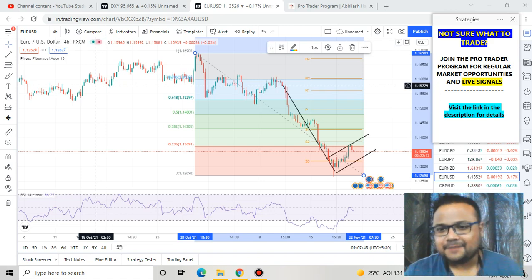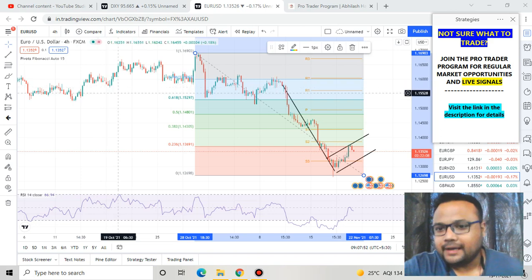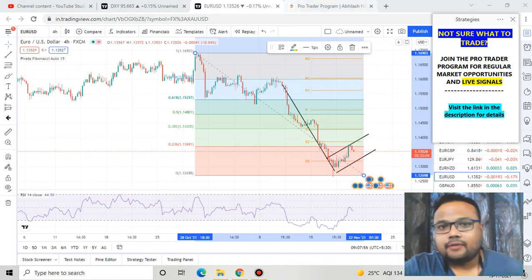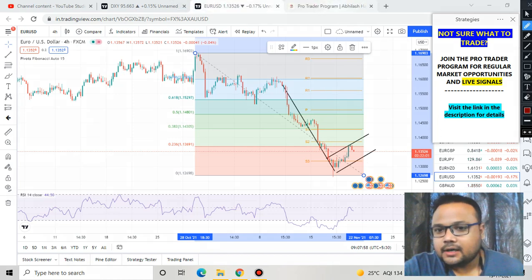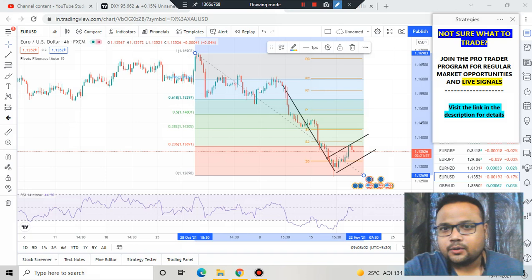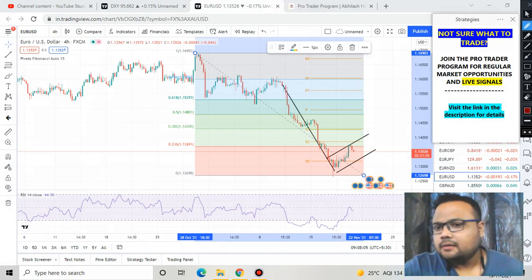So let's get started. This is the 4-hour chart of Euro USD in front of us right now, and you can see that the market is trading at 1.1352. This is the current market price here. If you have watched my previous video on Euro USD, then most probably you have taken a short position right now, because I mentioned earlier that we have a Fibonacci retracement level at this particular point.